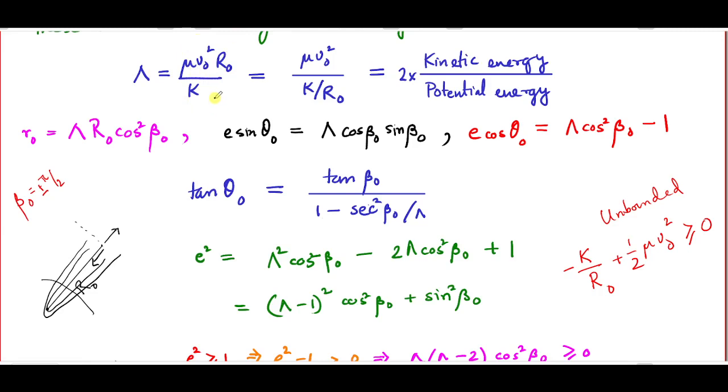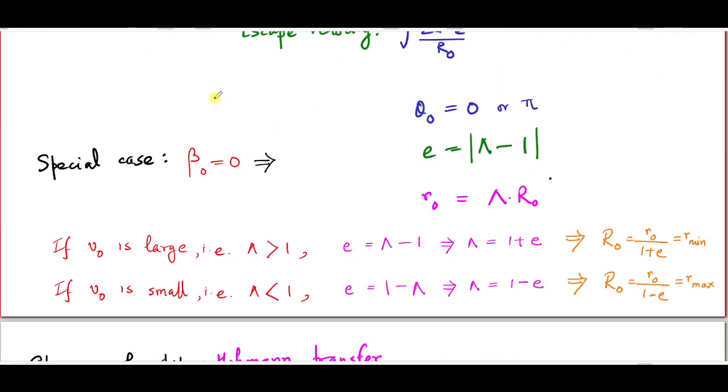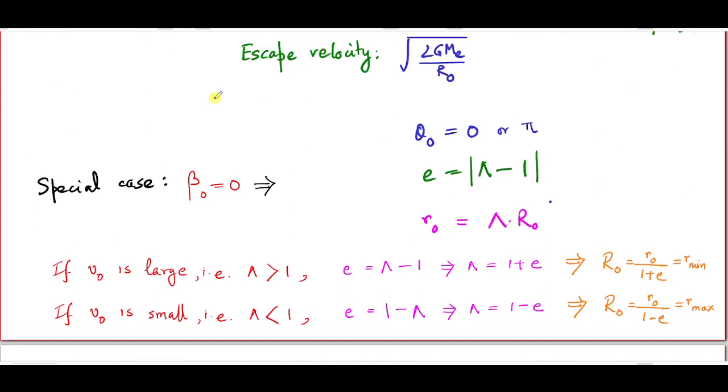Now the special case that I'm going to talk about now is a case where beta 0 is 0. Let me remind you once again that this means that the particle or the satellite is being projected at right angles to the line of sight from the center of the Earth. Now in this special case, our equations become very, very simple. Tan theta 0 becomes 0, which means theta 0 is either 0 or pi.